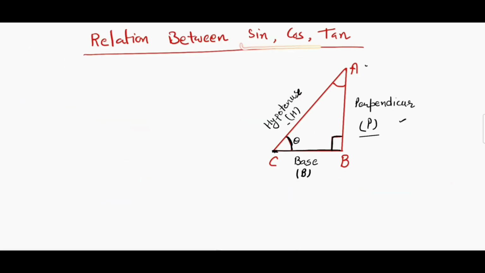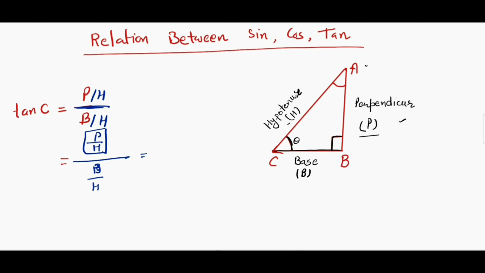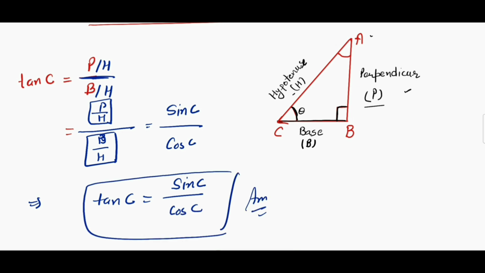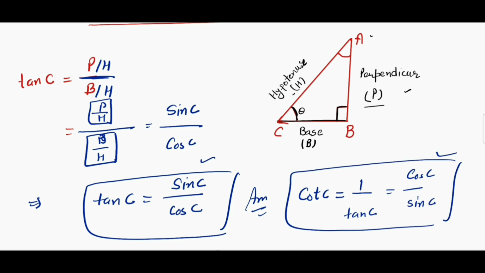Now let's see the relation between sine, cos and tangent. The tangent C is equal to perpendicular upon base. Now let me divide the numerator by H and the base by H. Then this will become P upon H divided by base upon H. Perpendicular upon hypotenuse is equal to sine C. And base upon hypotenuse is equal to cos C. So this implies that tangent C is equal to sine C divided by cos C. This is a very important formula. Similarly, we can find out cot C. We know cot C is the reciprocal of tan C, so this will become cos C divided by sine C. So you have to remember these two formulas. These are very important.